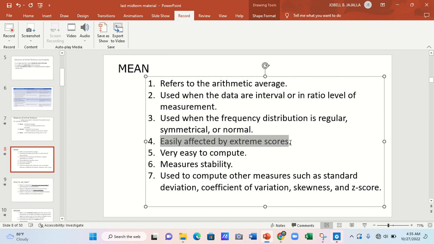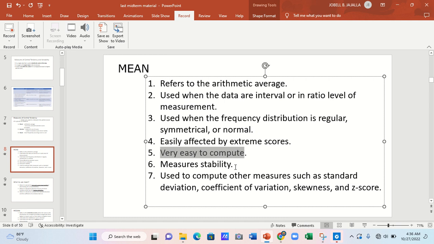If the scores in the set of data just cluster in the middle, around the average, fine. But if there is an extreme score, we cannot represent it properly with the mean, because the mean is easily affected. So the mean is not ideal whenever there are extreme scores. Now for number 5, it is very easy to compute. It is very basic. All you have to do is total all the scores, and then divide it by the number of scores being totaled. That's all. And then you get the mean or the arithmetic average.